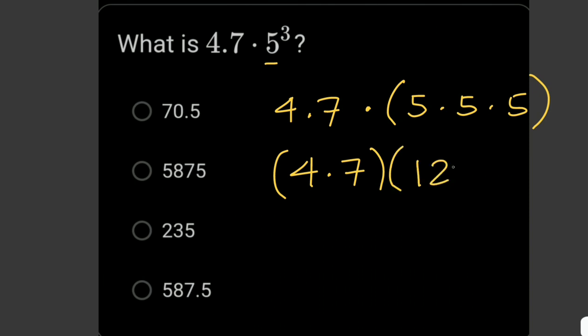times 125, and this is just equal to 587.5. So the answer is this one.